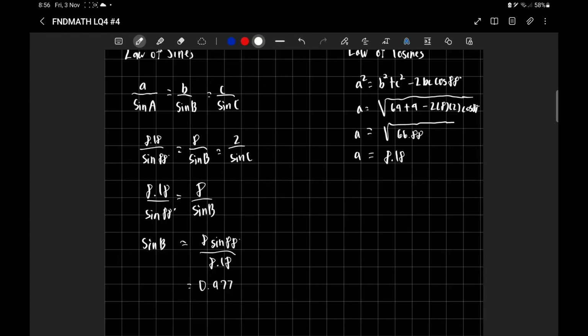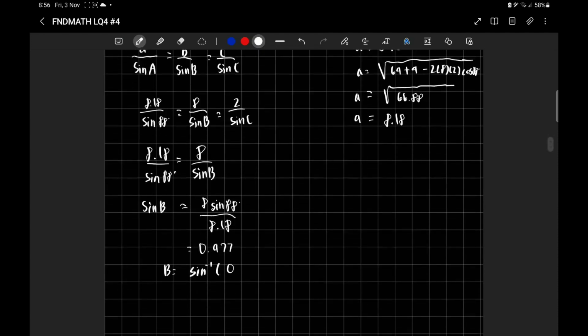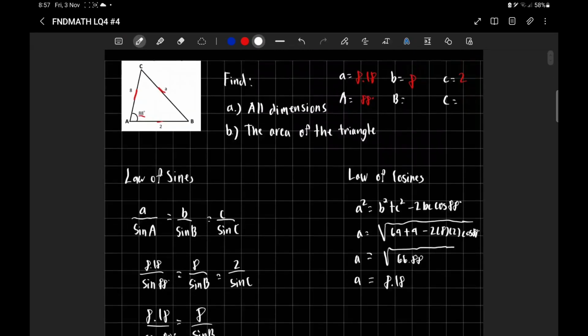Because this is not the angle. It's just what sine of the angle equates to. So to get the angle, we will try to get the inverse of it. So B is just equal to the inverse sine, because if we use the arc sine function on a specific value, we will get its corresponding theta, or its angle. So we get B is just equal to 77.8 degrees.